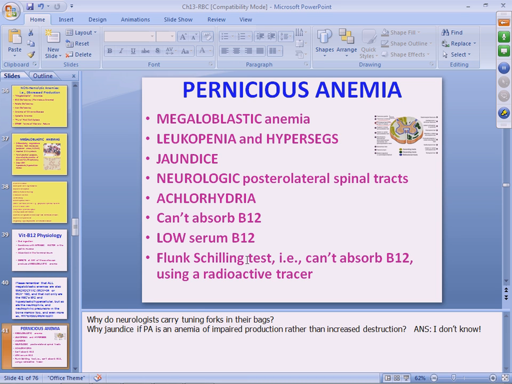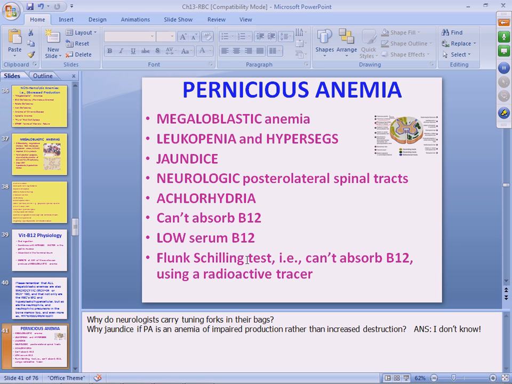Let's say that you gave a patient vitamin B12 by mouth, and that vitamin B12 happened to have a little isotope attached to it. Well, if he's normal, it's going to go to his stomach, it's going to be combined with the intrinsic factor, it's going to go down to the terminal ileum, it's going to be absorbed, and then it's going to go into the blood, and guess what? A certain amount of that will go into the urine as well, won't it?